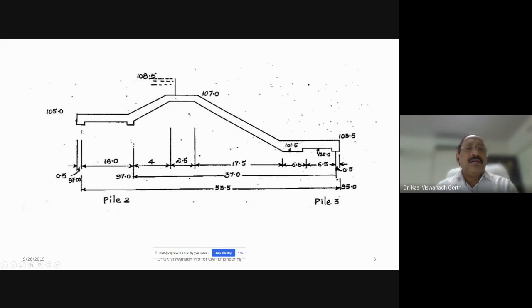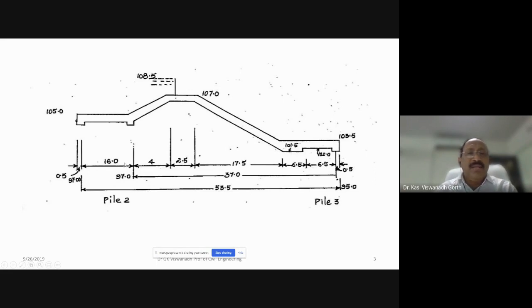You have the piles: at this point, say pile 1, the intermediate pile here, pile 2, and then pile 3, the end pile. So a pile at the beginning, an intermediate pile and the end pile are there. You can identify the thickness of the floor and the pile. The starting pile is at a distance of 0.5 meters from the face of the floor. Similarly, the end pile also is at a distance of 0.5 meters from the end of the floor.